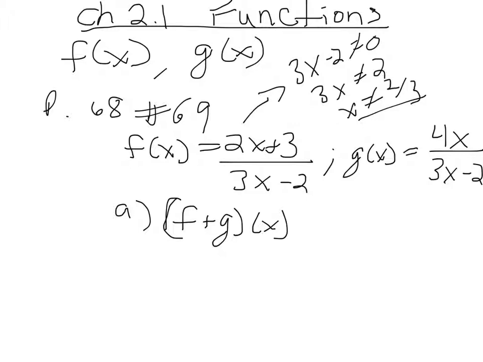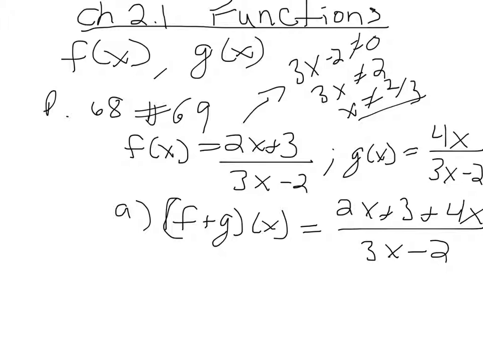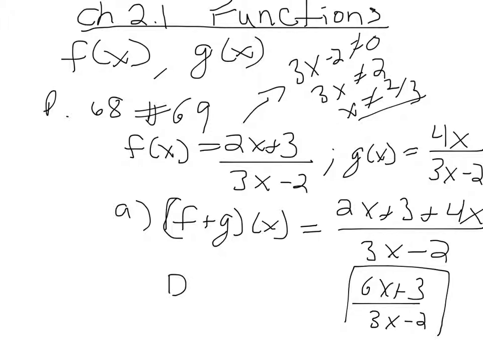Now you just have to add f of x and g of x together. They have common denominators, so you can just combine the numerators: 2x plus 3 plus 4x over the common denominator of 3x minus 2. Then you can add the x's together, so you get 6x plus 3 over 3x minus 2. They'd probably ask you for the domain as well, and you could say the domain is x such that x does not equal 2/3. And that's your answer to the problem.